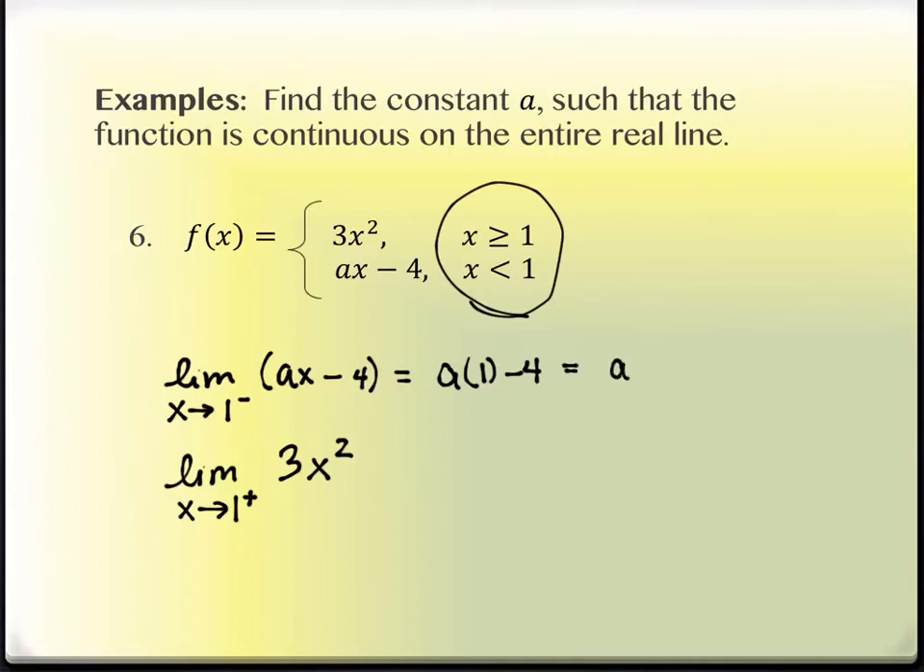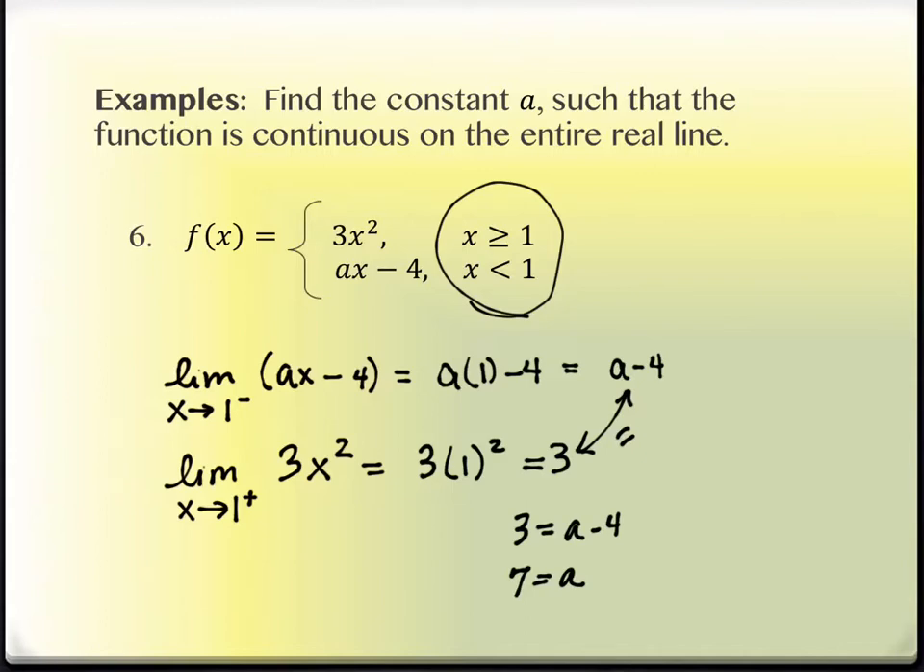So this first one is just a minus 4. And on the second one, if I plug in the number 1, I get what? 3, right? And what I want is these two things to be equal. Well, what would a have to be to make that work? 7. So I need the 3 to equal a minus 4, and that means that a would have to equal 7 to make that work. Is everybody good with that?